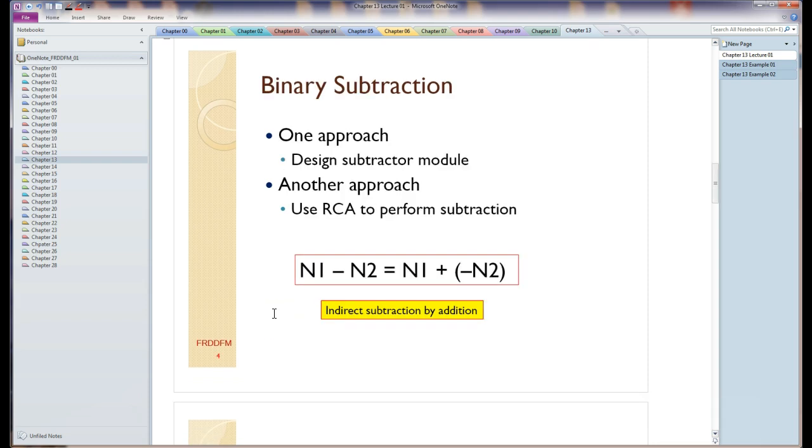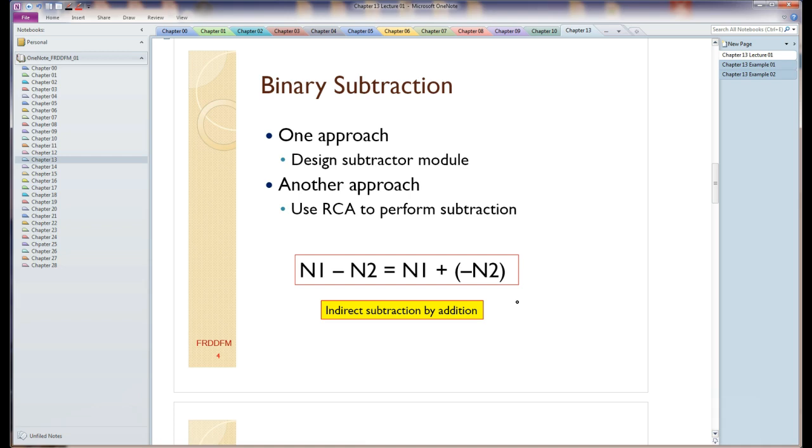So we've been doing addition with unsigned binary using a ripple carry adder, and we'll continue to do that, but now we have signed numbers, and we want to introduce the notion of subtraction. One approach we could take on this is to start from scratch and design a subtractor module, which is valid, but we're not going to do that. So we're going to take the approach of using that ripple carry adder, that adder module we already have, that adds, of course, and we're going to use that as a subtractor.